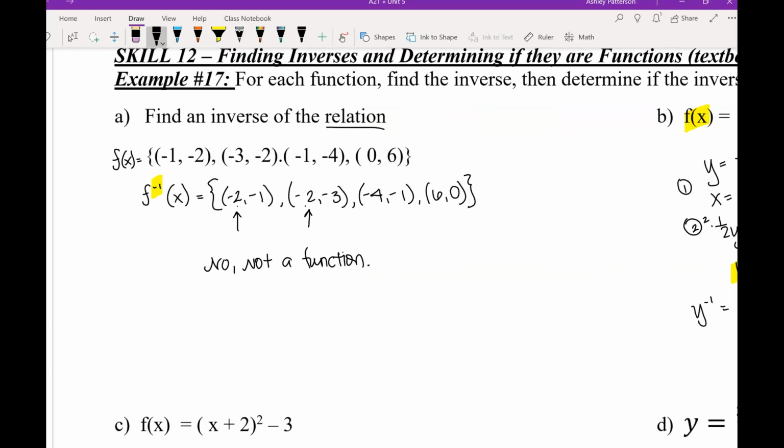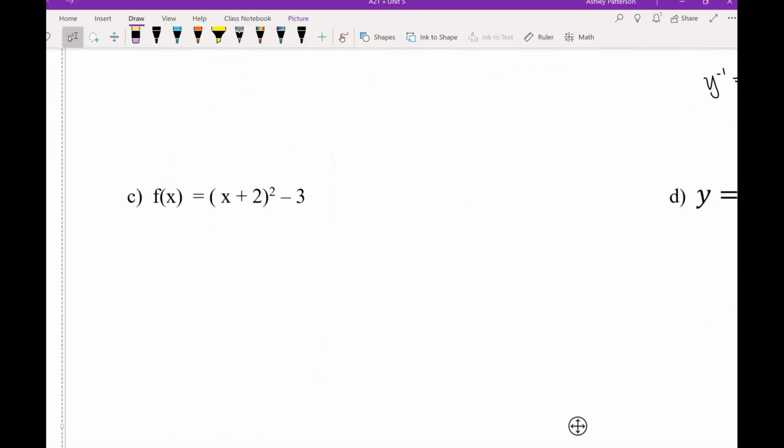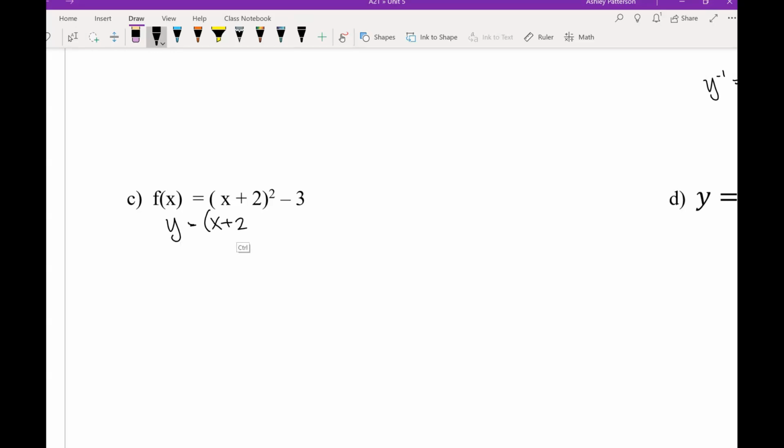Okay, let's take a look at example C. Ooh, beautiful little quadratic we have here. We're asked to find the inverse. So I'm going to write y equals (x plus 2) quantity squared minus 3. And then following my steps, I know that in order to find the inverse, I need to switch the x and y. So x is equal to (y plus 2) squared minus 3.